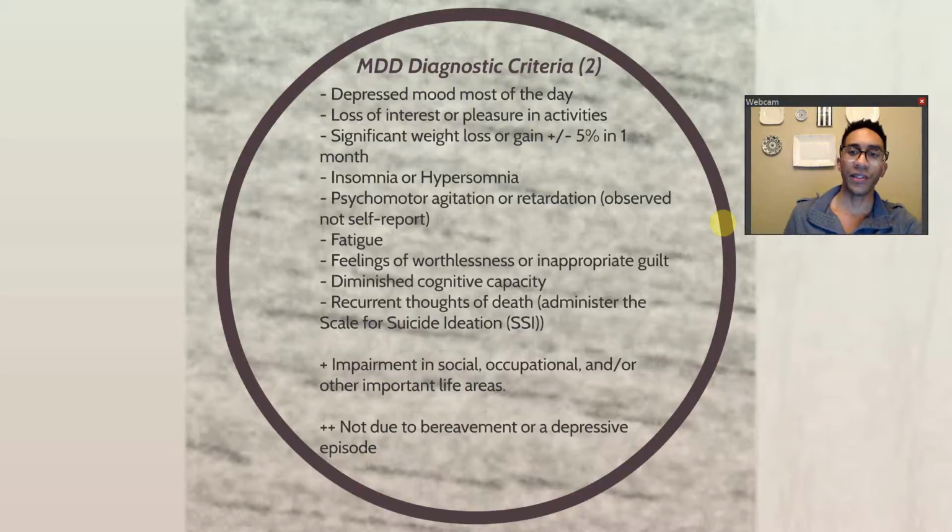Loss of interest or pleasure in activities. Someone's going to know if they just don't like to do the things that they used to do anymore. Significant weight loss or gain, plus or minus 5% in 1 month. That's a great clinical marker, just because you'll be able to measure for that, and you'll have quantitative data as opposed to all the qualitative measures. So it's something that you can actually point to and talk with the person's physician about.